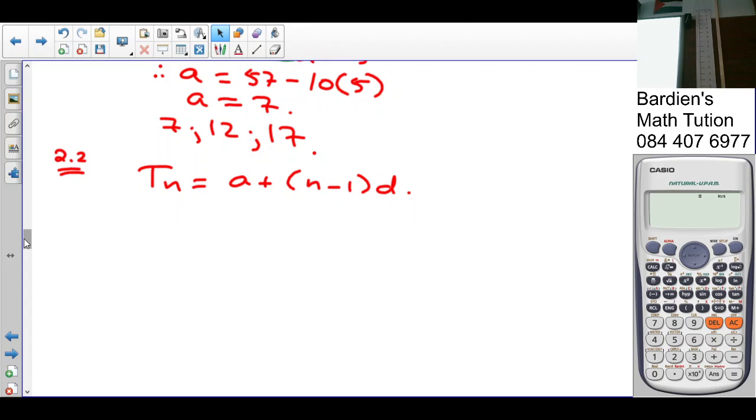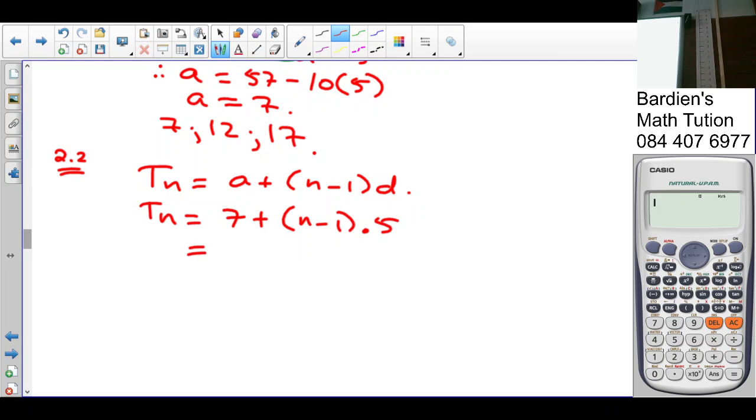Okay, so what do we get? Remember that a is your first term, which is 7, plus n minus 1 times, and what's my d value here? 5, the common difference. Multiplying this in, I get 7 plus 5n minus 5. So it's going to be 5n plus 2.